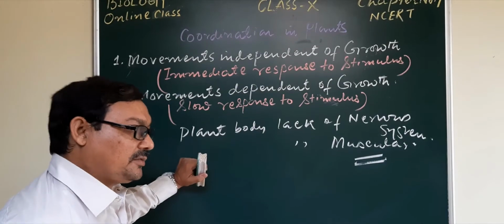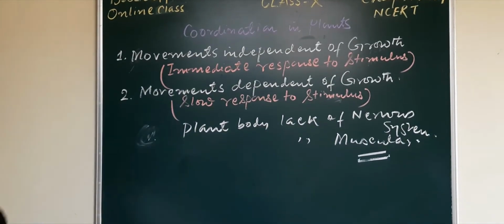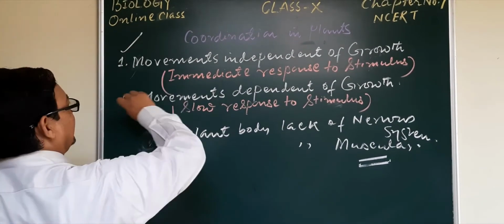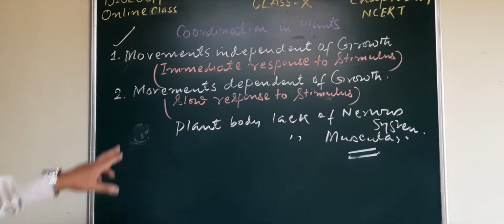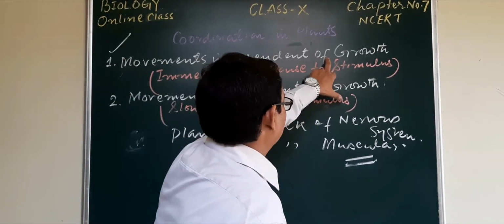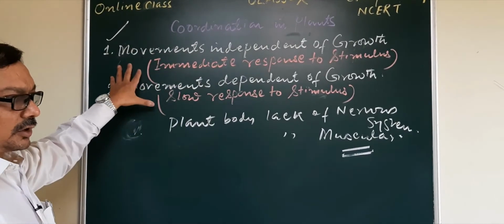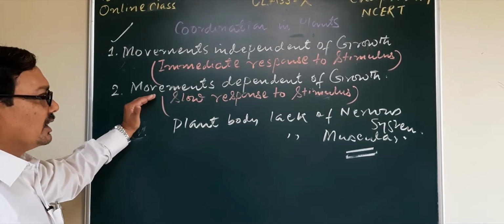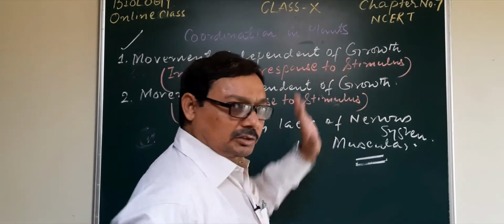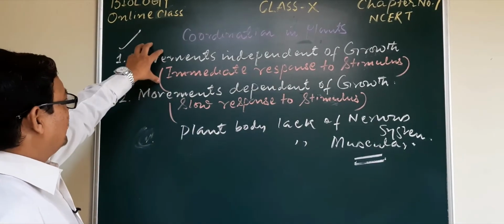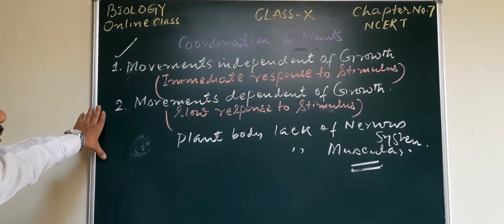But even after this type of uncertainty, if we look at the first case which I have written here in regard to movement, there are two different types of movement in the plant body. One is movement independent of growth; there is a movement, but it does not involve the process of growth. The other is movement in response to a stimulus that is dependent on growth, which involves the growth of the plant body. First we look at movement independent of growth.